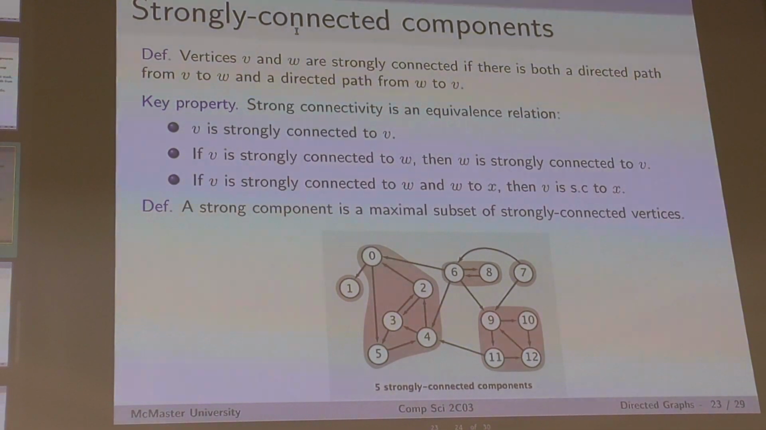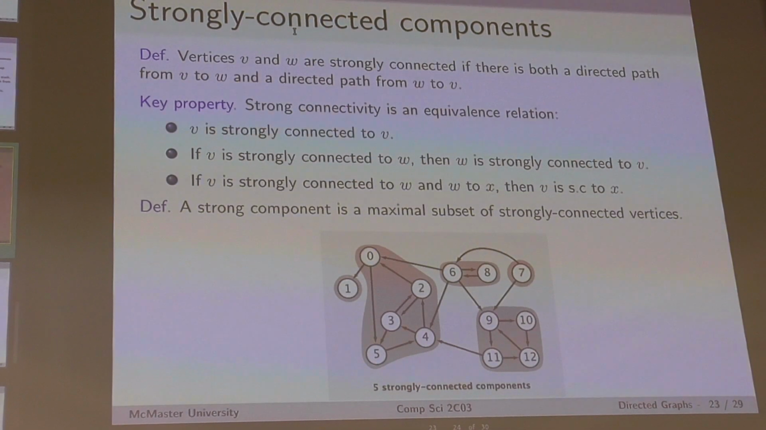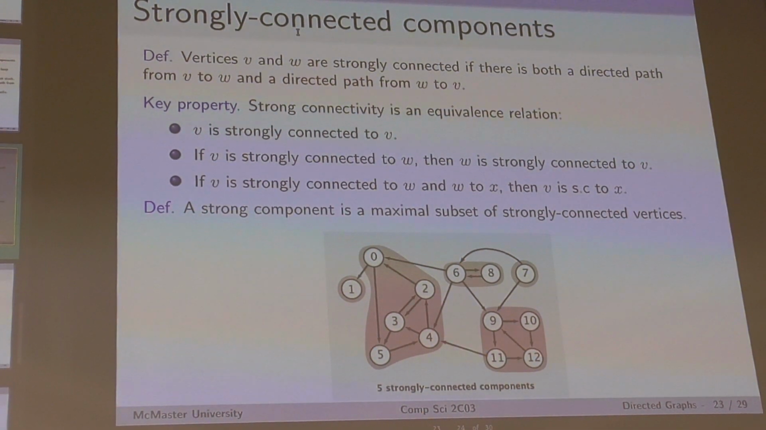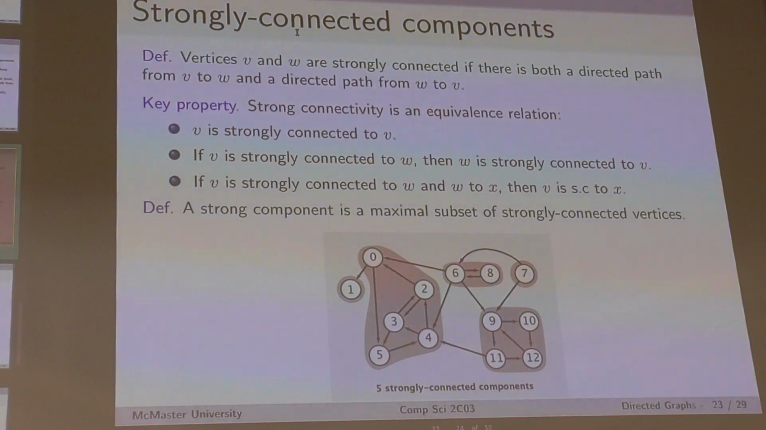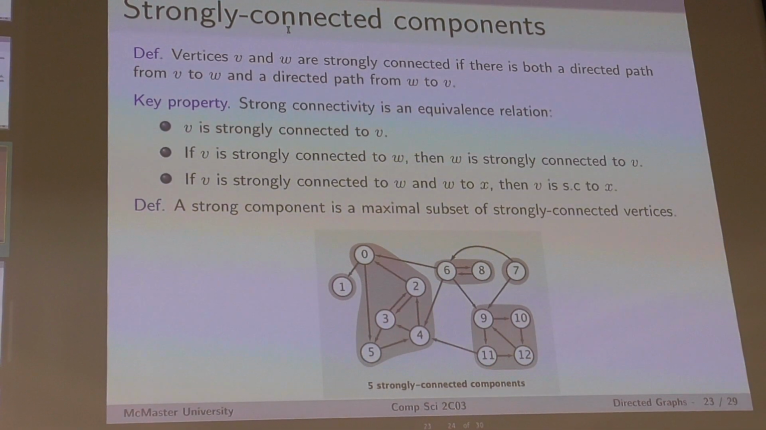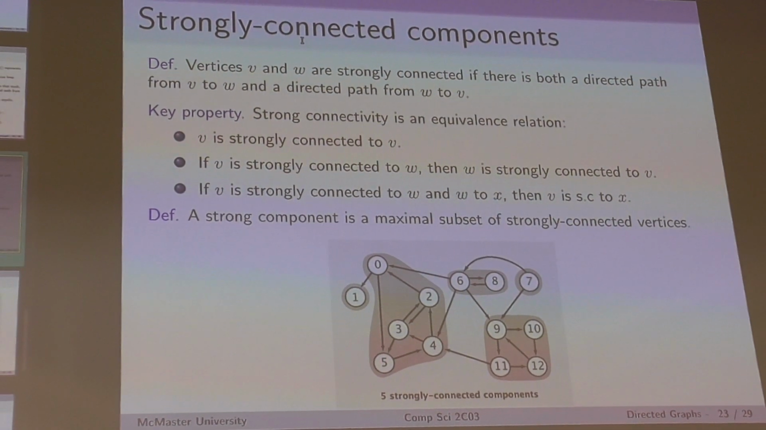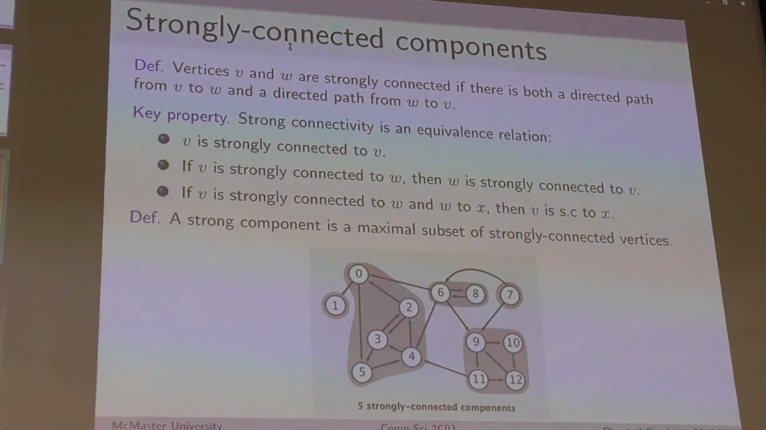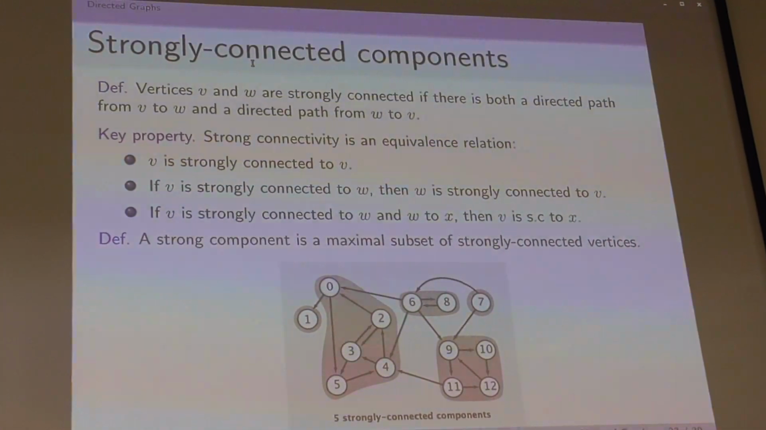Symmetry, symmetricality, yes. And if V is strongly connected to W and W to X, then V is strongly connected to X. What is that mathematical property? Transitivity. Good. Definition: a strong component is a maximal subset of strongly connected vertices.